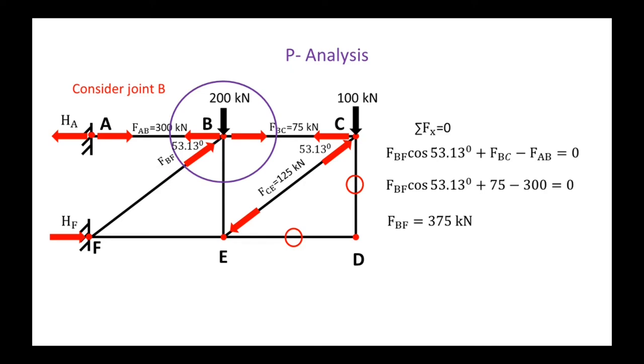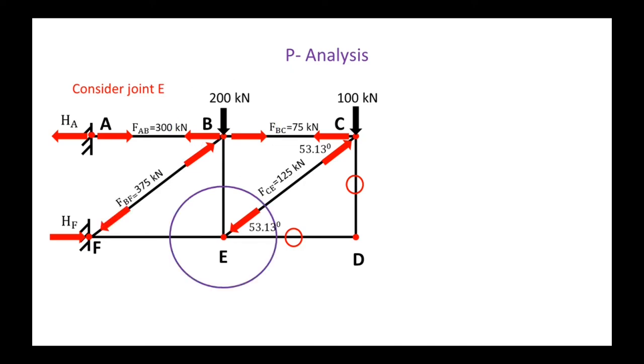Now again we have to resolve the next joint. Consider now the joint E. At the E, the previous force FCE is equal to 125 kN, and the direction of this force is toward the joint. Here we are applying the sigma Fy condition. We are assuming that FBE is in the vertical direction. Now resolve these forces in horizontal and vertical directions. The horizontal component is FCE cos 53.13, and vertically downward is FCE sine 53.13.